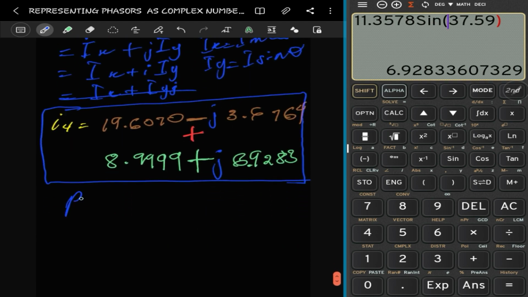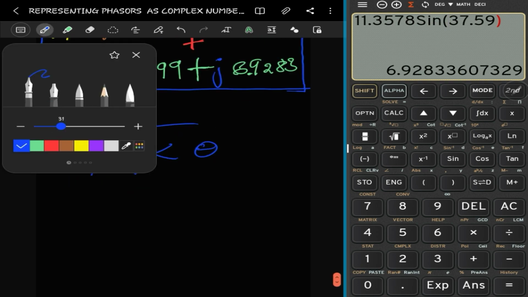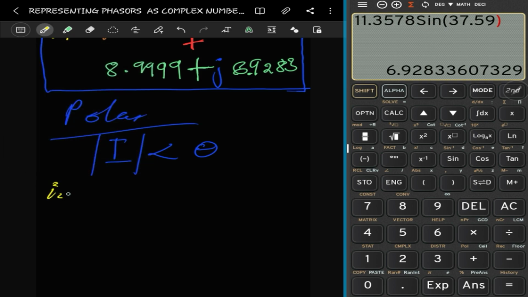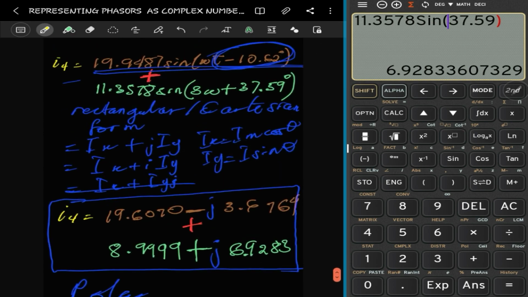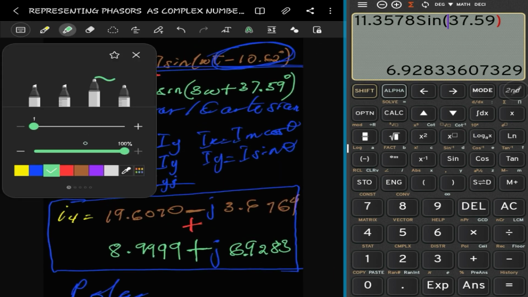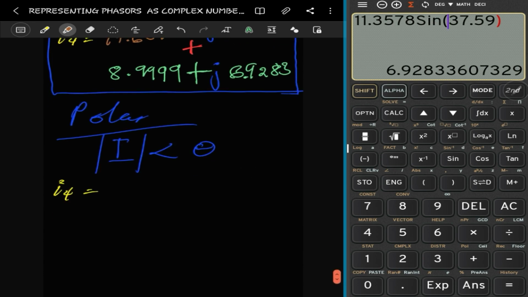If you need it in the polar form, all that you need is a peak, the vector form, and then you need a phase shift, right? And clearly this I4 has two parts. So what do we have? We have the first part, so let's see. Okay, so the first part, the maximum is 19.9487, so straightforward.